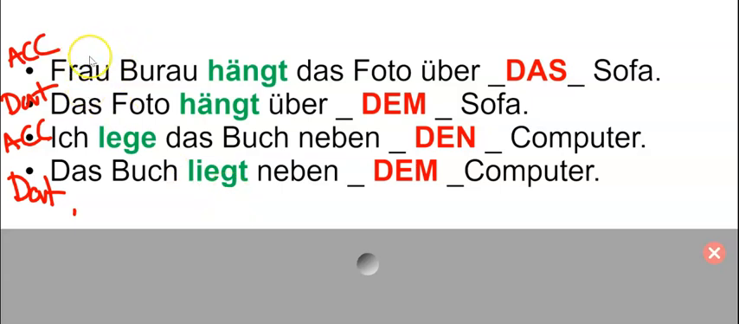So the first one takes the accusative case. Someone is doing the hanging. Dative for the next one because it's their location. Lege, we know, as we've seen in our notes, is an accusative verb because you're in the process of laying it there. But now it lies there. There it is. It's located there next to the computer. So those are your answers.